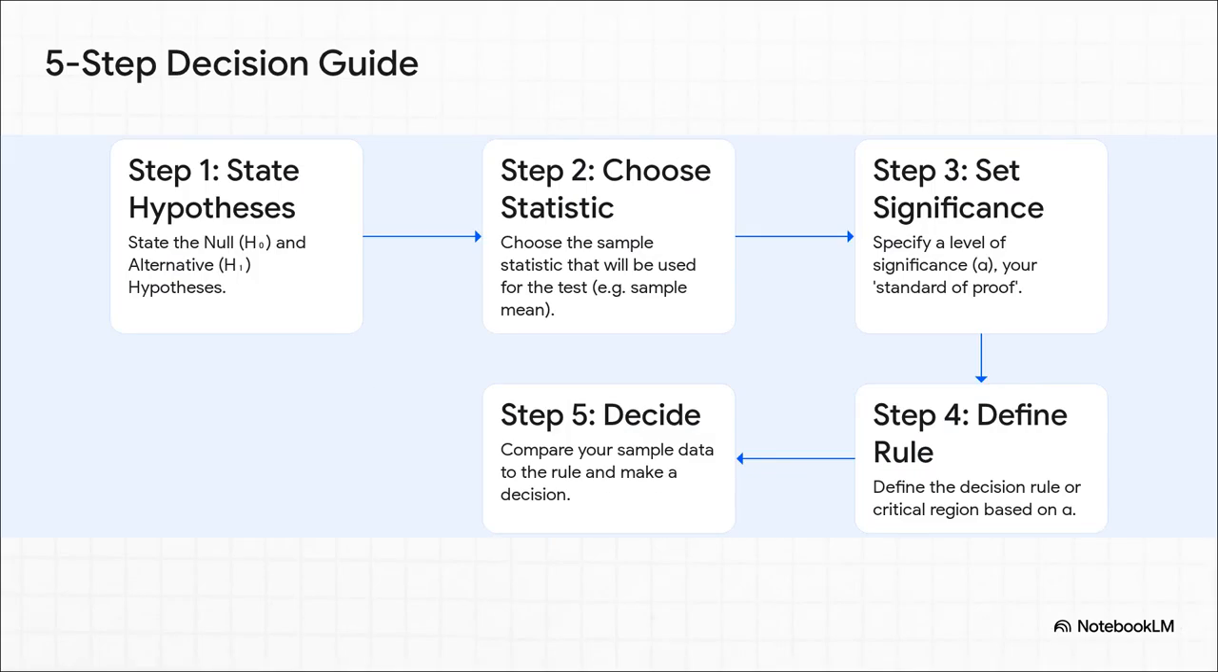So let's just step back for a second. What we just walked through, this whole courtroom drama, it's really this repeatable 5-step framework. You state the competing claims, you set your standard of proof, you define the rule for your decision, and only then do you look at the data and make the call. This is the process you can use to bring real rigor to your own decisions.